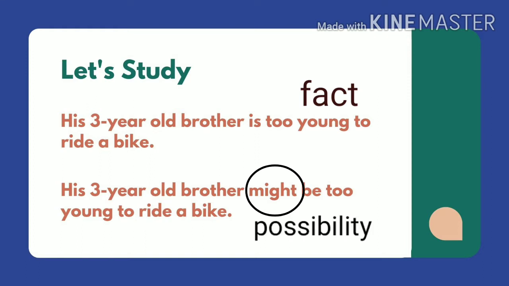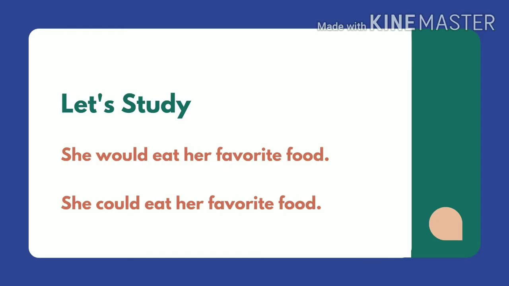Let's try another example. She would eat her favorite food. She could eat her favorite food. Do they have the same meaning? No, they don't have the same meaning. As you can see, in sentence 1, we have used the word would, while in sentence 2, we have used could. There is a big difference between would and could, not just in the spelling.